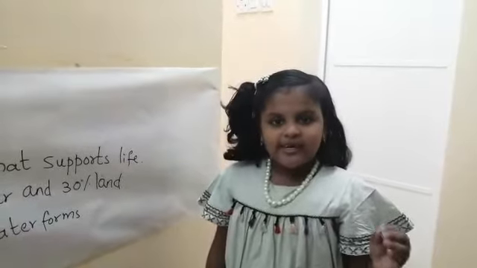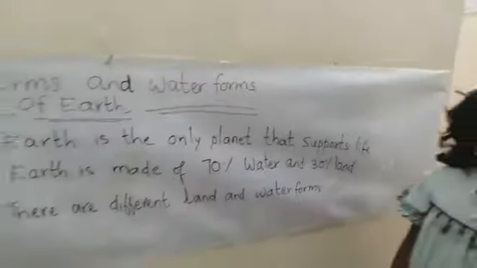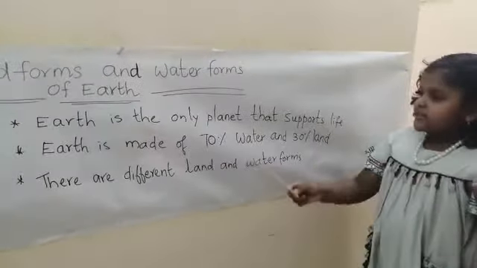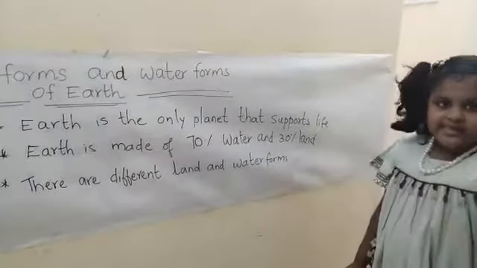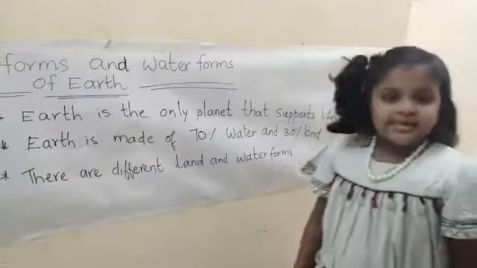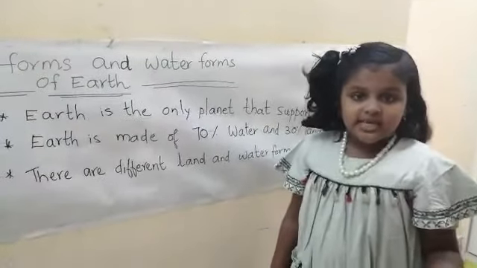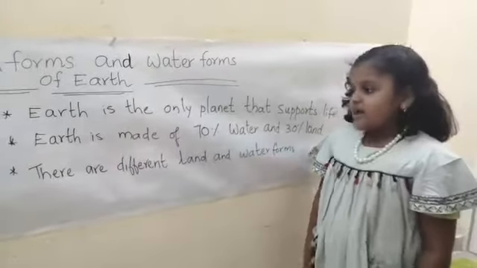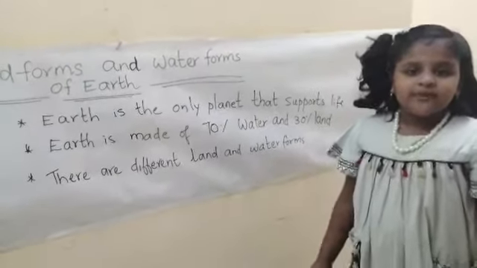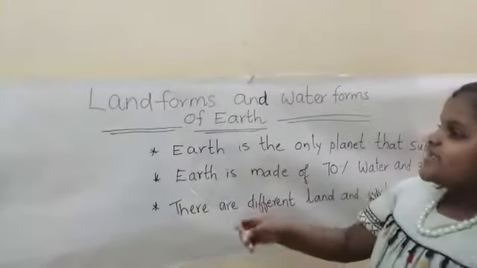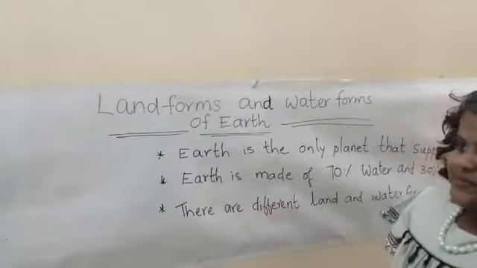Going to explain you about landforms and waterforms of the Earth. Earth is the only planet in the solar system that supports life. As you all know, Earth is made of 70% water and 30% land. There are different types of waterforms and landforms on the Earth. First, let us start from the landforms.